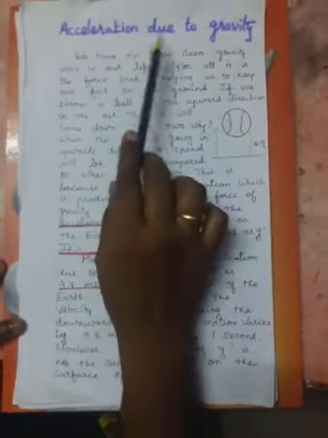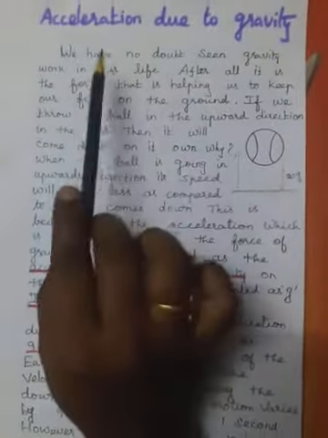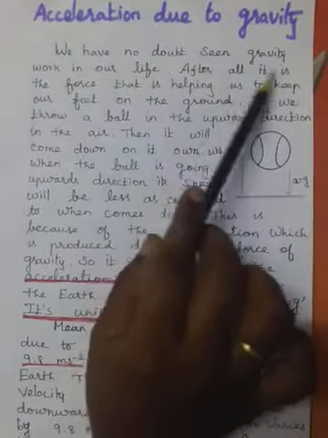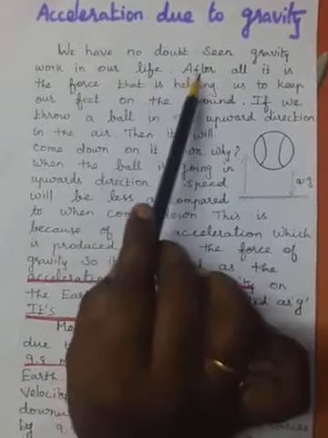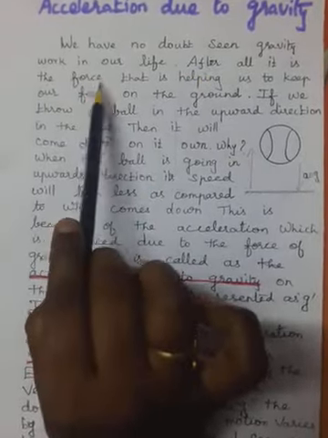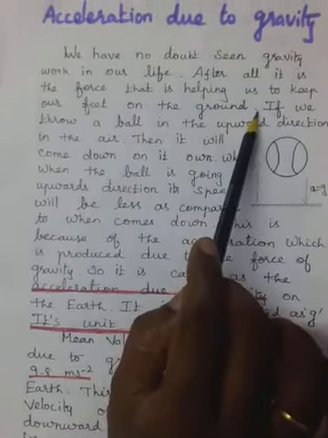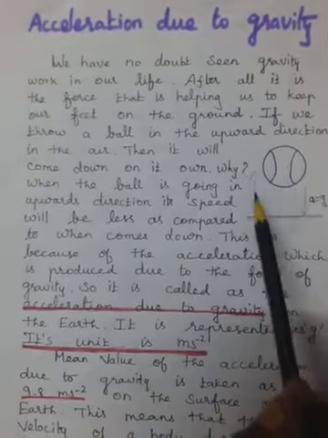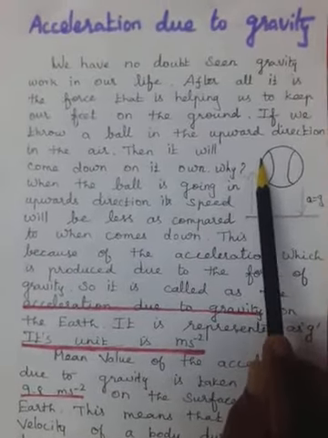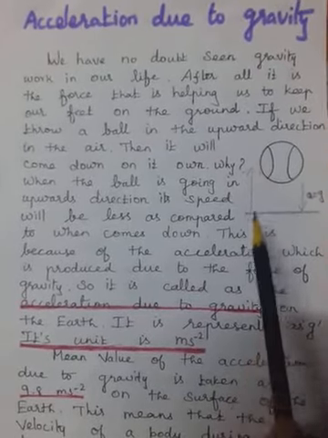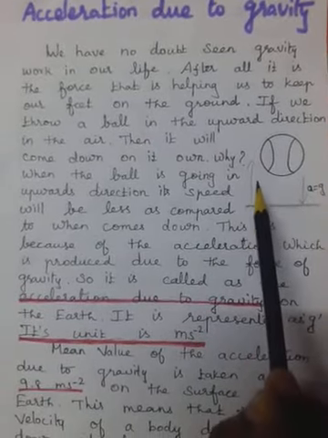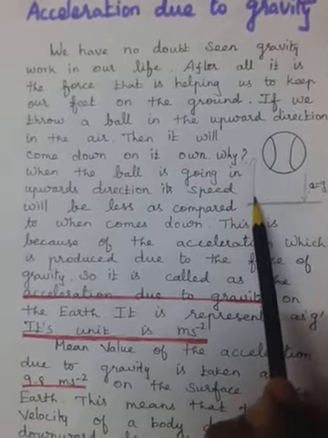Next, acceleration due to gravity. Okay, so we have no doubt seen gravity work in our life, isn't it? After all, it is the force that is helping us to keep our feet on the ground. That is gravitational force, isn't it? So if we throw a ball in the upward direction in the air, then it will come down on its own, because of gravitational force.